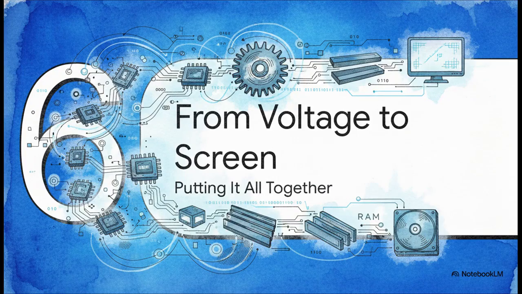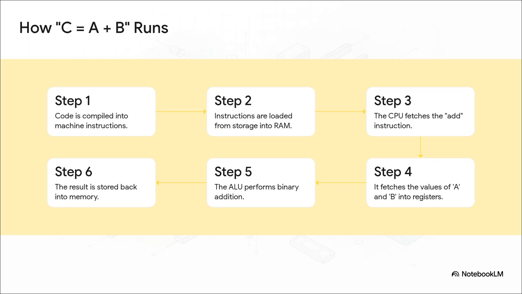Okay, let's zoom back out now and see how all of these pieces, the transistors, the CPU cycles, the memory pyramid, how they all work together in perfect concert to run a really simple piece of computer code. Even a super simple line of code like C equals A plus B goes through this entire process. The instruction gets loaded into memory, the CPU fetches the command and the data, the ALU performs the calculation on the ones and zeros, and the result is stored back.